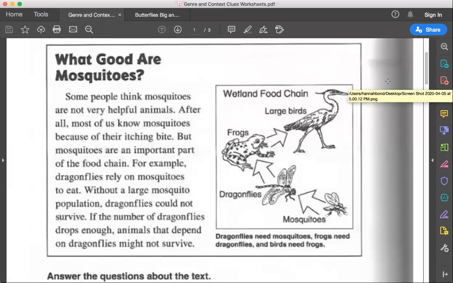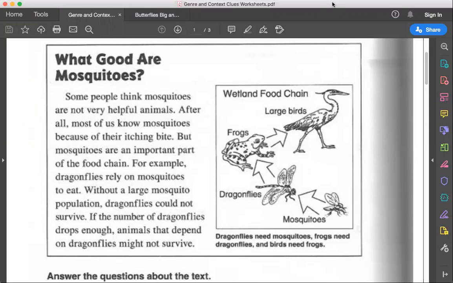Let's read this together. What good are mosquitoes? Some people think mosquitoes are not very helpful animals. After all, most of us know mosquitoes because of their itching bite. But mosquitoes are an important part of the food chain. For example, dragonflies rely on mosquitoes to eat, so they need mosquitoes. Without a large mosquito population, dragonflies cannot survive. If the number of dragonflies drops enough, animals that depend or need on dragonflies might not survive.